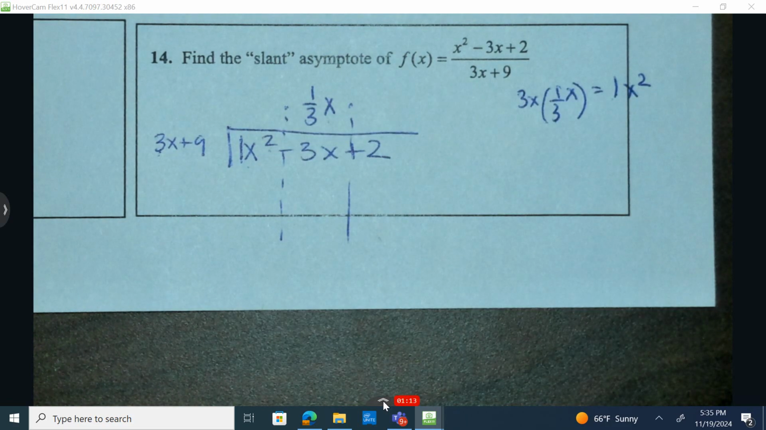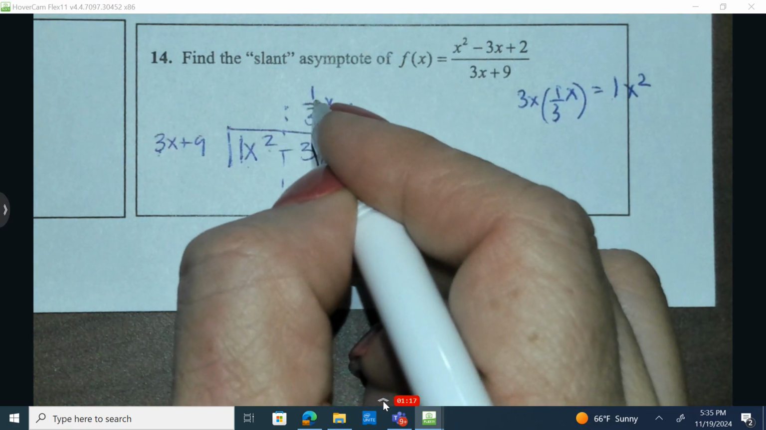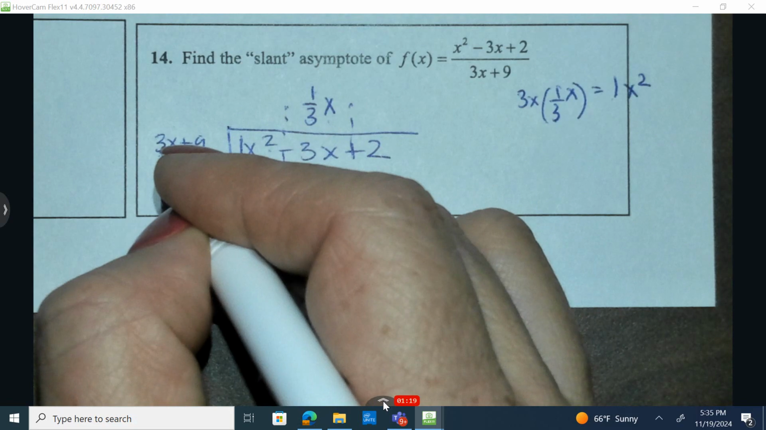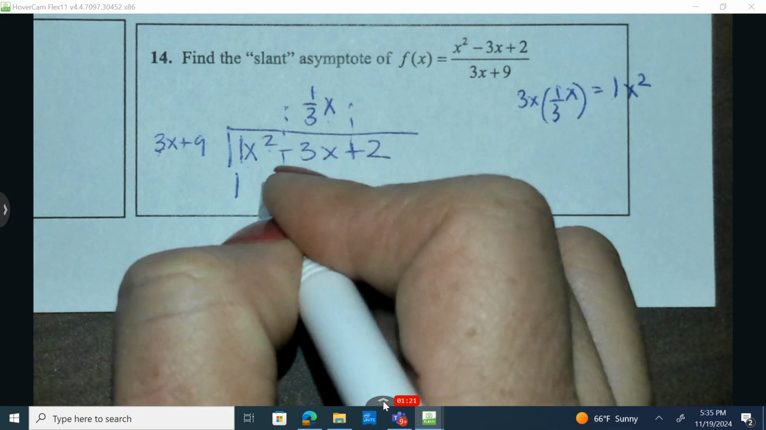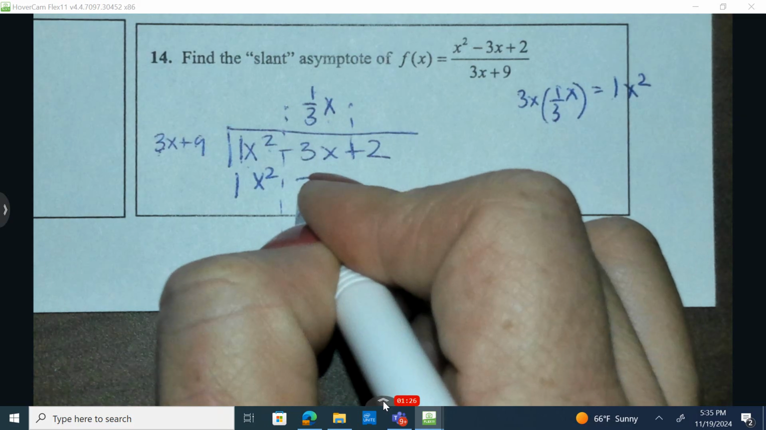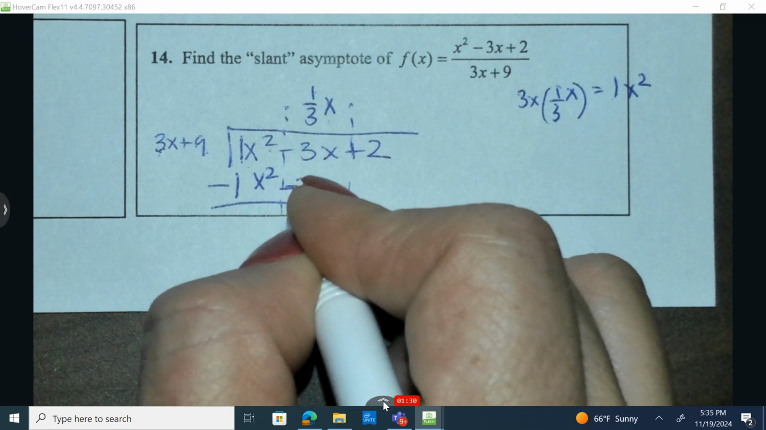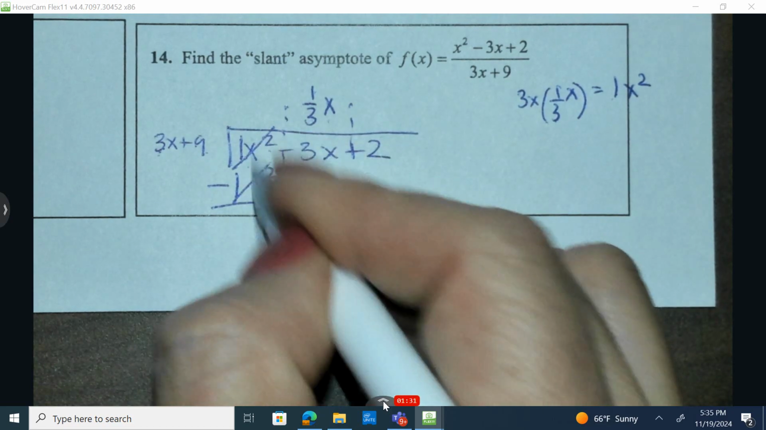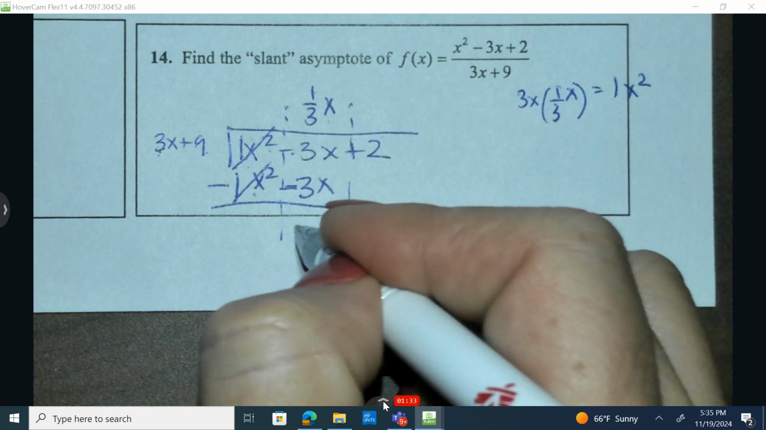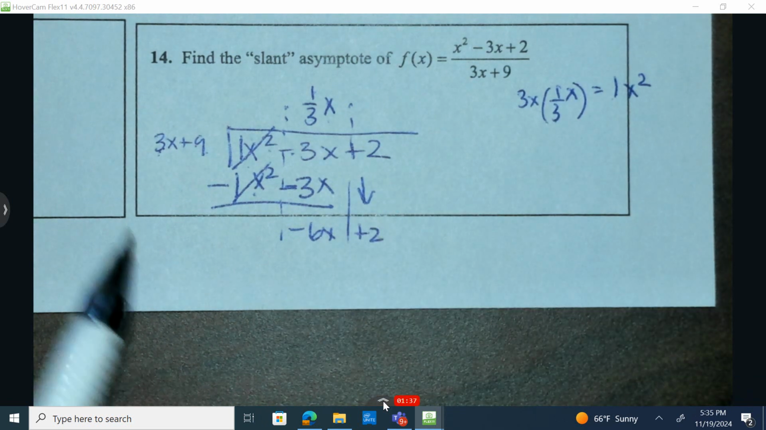Now, I'll know if I did this right, if I chose the correct quantity. When I multiply 1/3 times 3 is 1, and I have x squared. 1/3 times 9 is 3, and I have 1x. Change the sign of everything in the second row, and then we're going to combine. Additive inverses, -3 is -6. Bring down, and we're going to start it all over again.